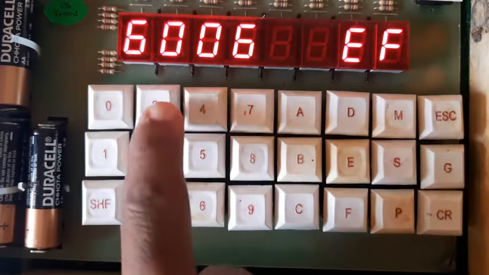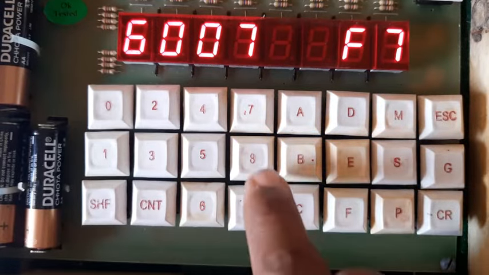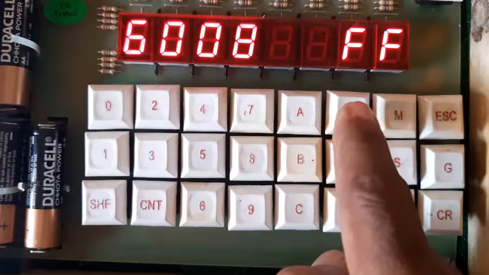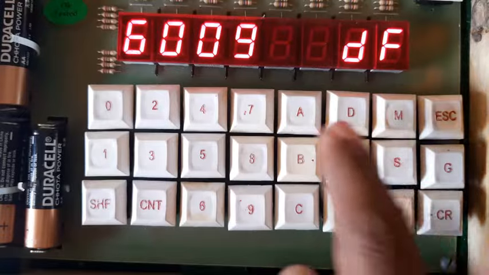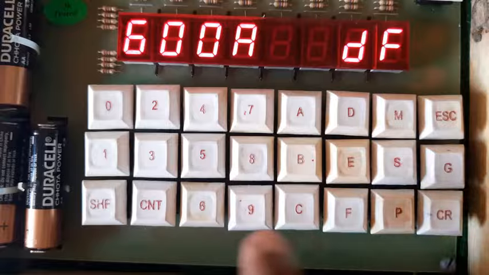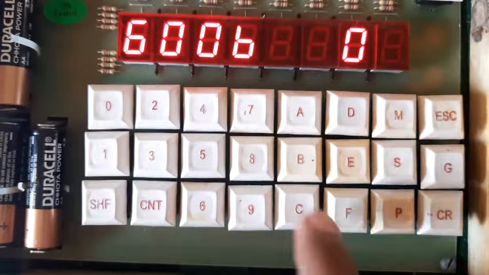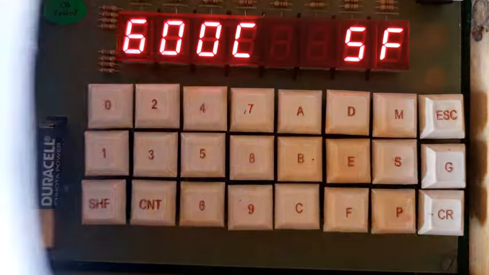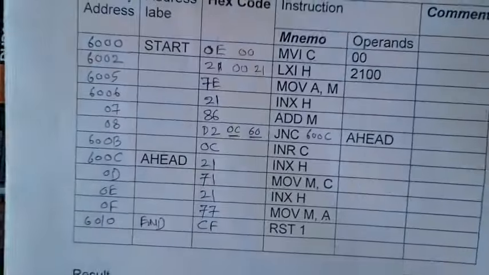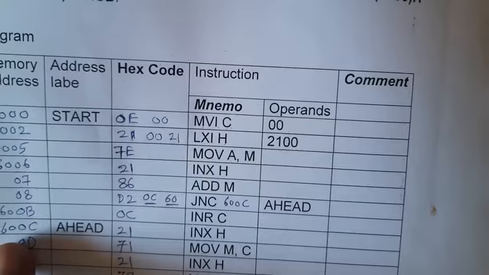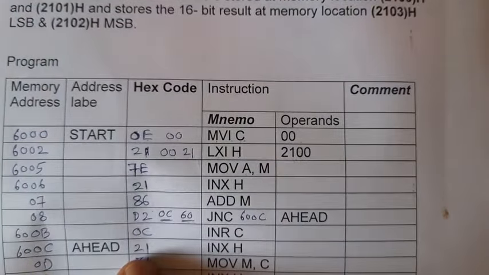7E, confirm, 21, confirm, 86, confirm, then D2, confirm, 0C, confirm, 60, confirm, then it is 0C, confirm. Now you may check. I have entered 0C, and now the memory address is 600C. Yes, it is 600C. And at 600C I will have to load 21.